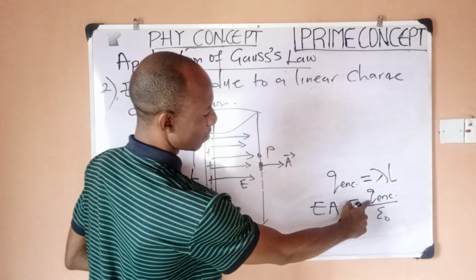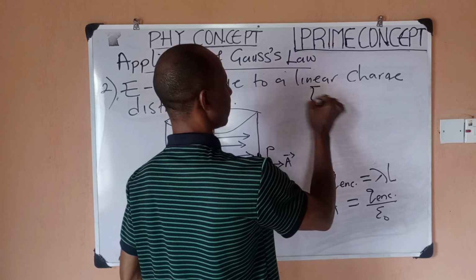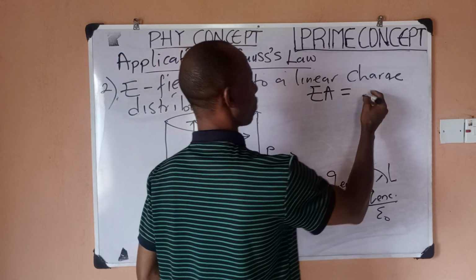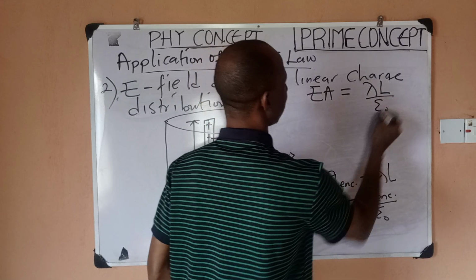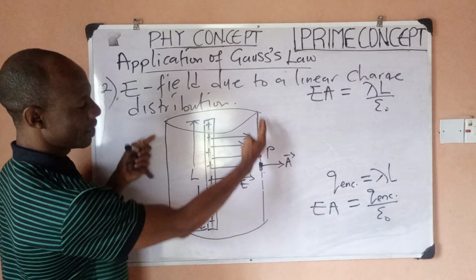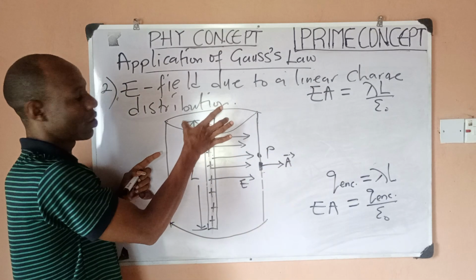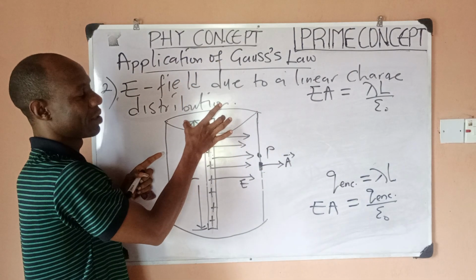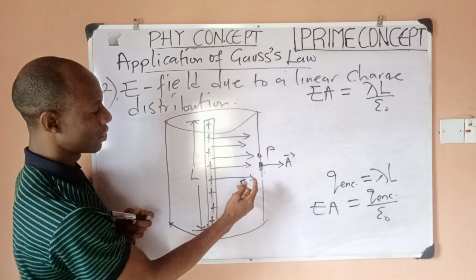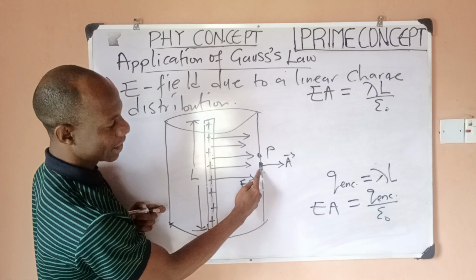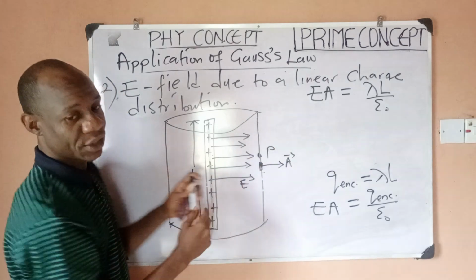So now what is my charge enclosed? My charge enclosed is lambda L. So I would quickly say EA equals lambda L divided by what now? Epsilon naught. Now, if you check, since this is a cylinder and this is the point, the surface we are considering, not this part. We are not considering this surface because the electric field through it is going to be zero because it will be parallel to the surface.